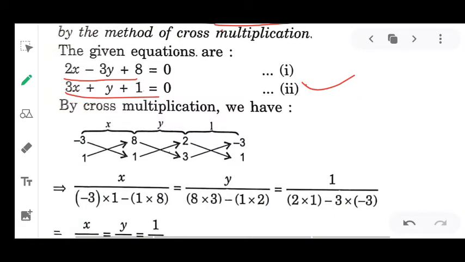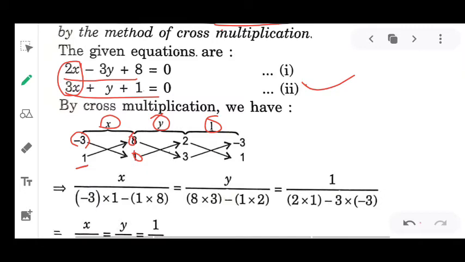Now cross multiplication. First write x, y and 1. Now remove the terms which contain the variable x. Then write the coefficient of y in the first equation, which is minus 3. Then in equation 2, only one y is there, that means 1 into y, so write 1 here. Now write the constant part, 8 and 1.